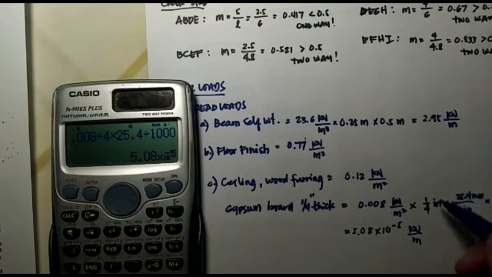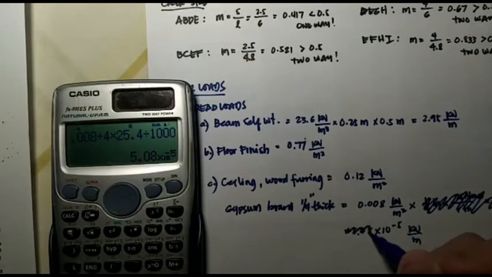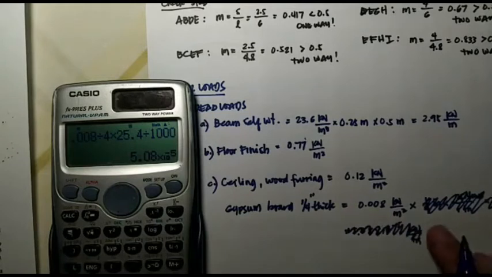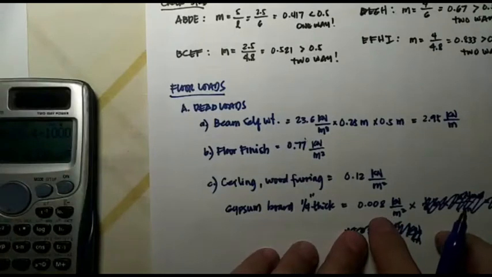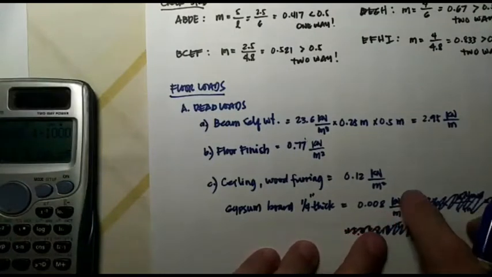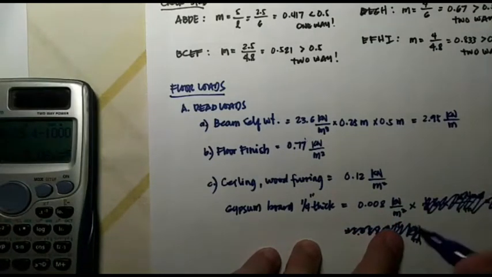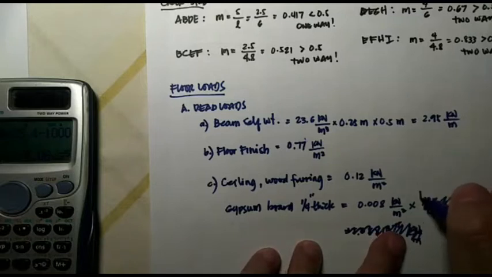Wait lang, sorry, again, my mistake. So as stated in the code, this 0.008 kilonewton per meter square is per mm. So this is per millimeter.